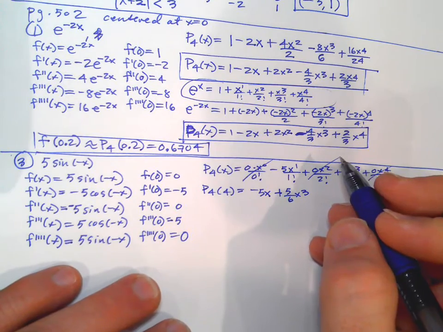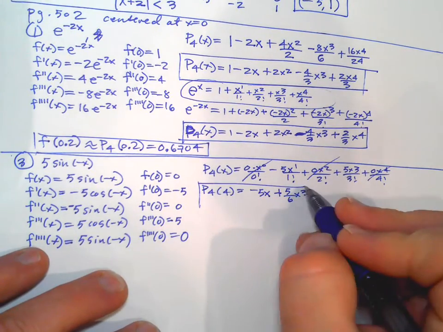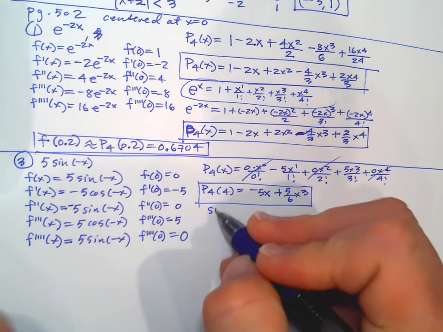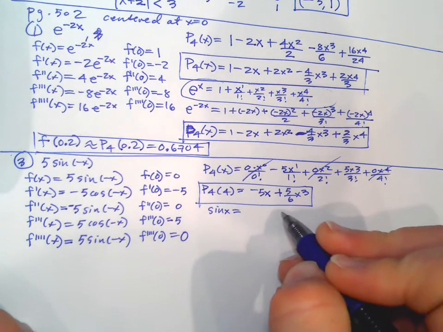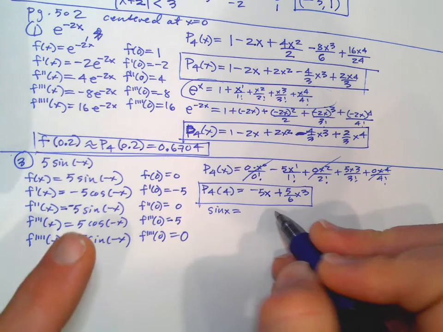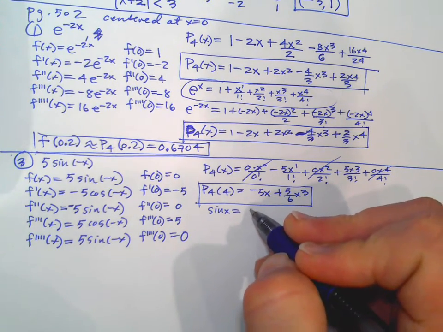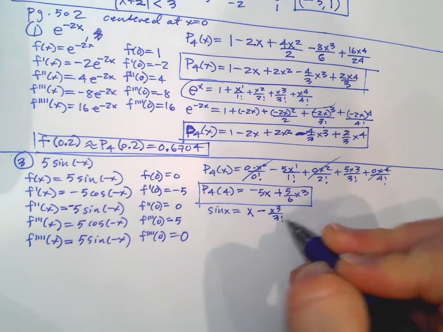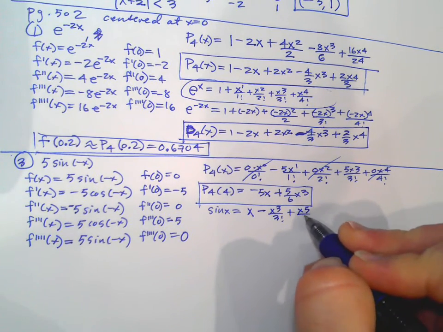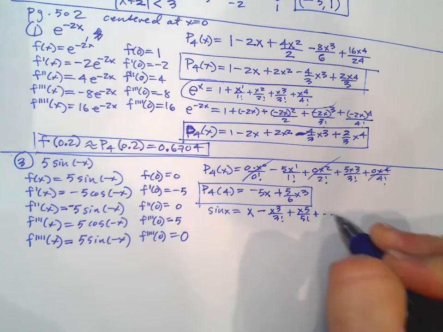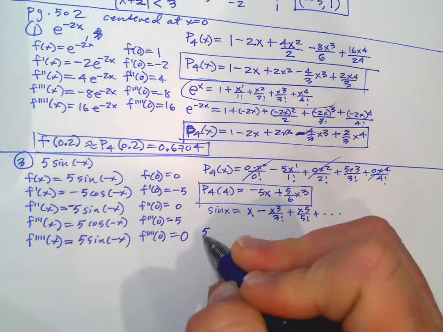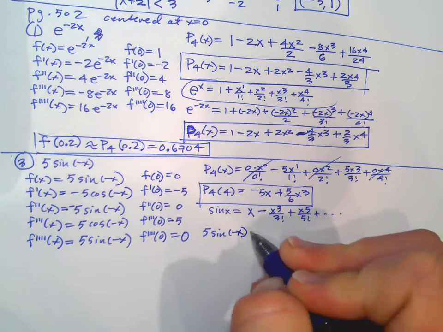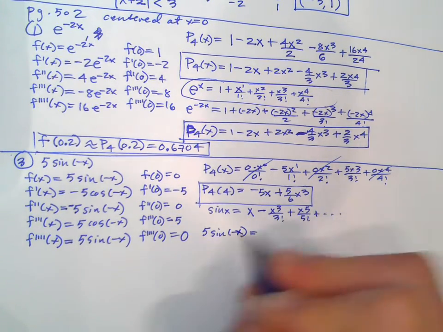And that's it. Now, alternatively, we could say, hey, we know the sine of x function, we've memorized it. It's all the odd terms, which starts with x, and then they alternate, minus x cubed over 3 factorial plus x to the fifth over 5 factorial, etc. Right? And then if you're going to do 5 sine negative x, then you distribute a 5 to everything, and you plug a negative x in everything.